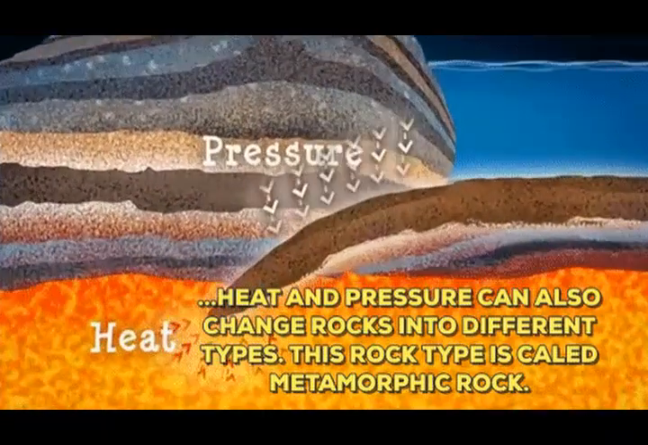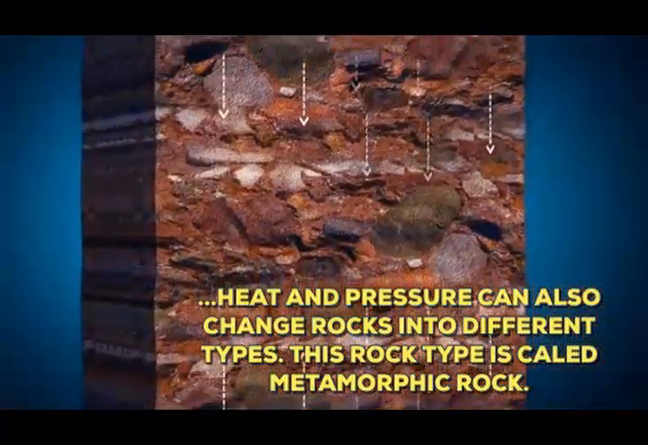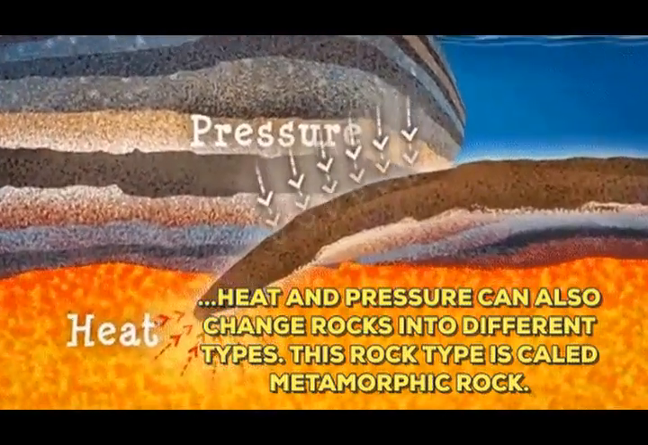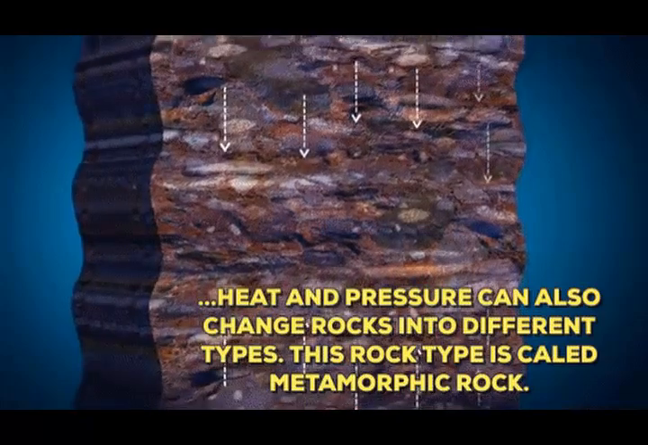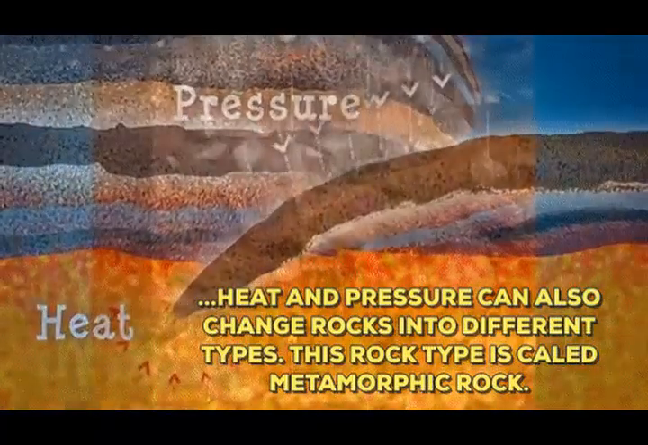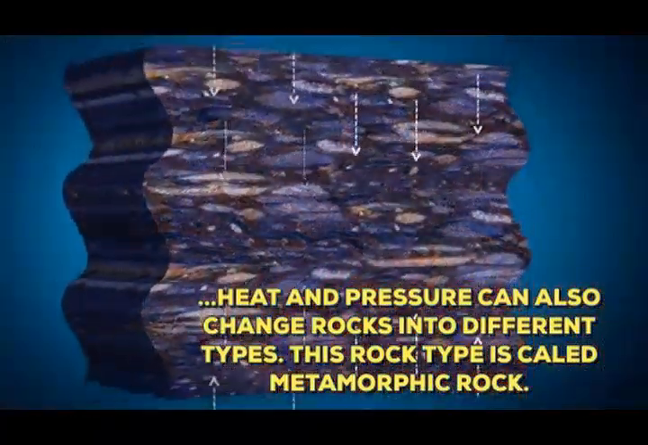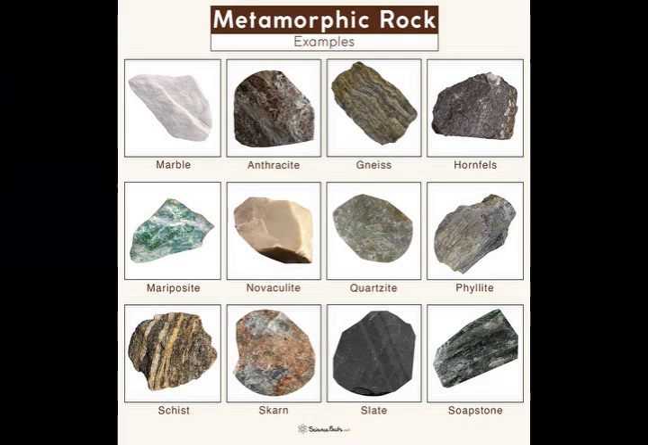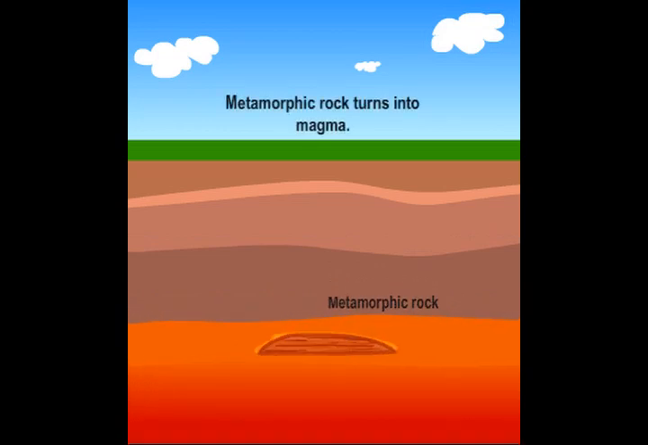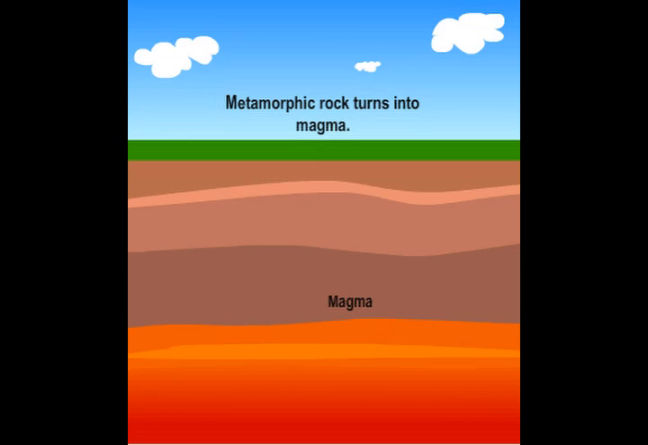In the third phase of the cycle, sedimentary rocks are exposed to great heat and pressure, either due to tectonic forces or magma intrusion, changing the structure of the rock to create a new type of rock known as metamorphic rock, such as marble, slate, schist, and soapstone. Finally, metamorphic rocks are exposed to extreme heat below the surface and will become molten.